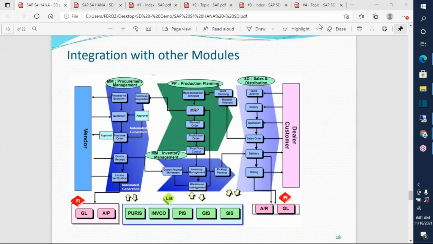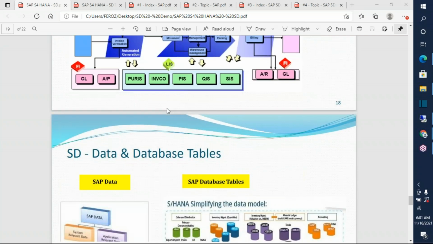So PP even, yeah. So MM, FICO, PP and WM, so warehouse management. So here SAP WM or SAP EWM, right? So integration with other modules.